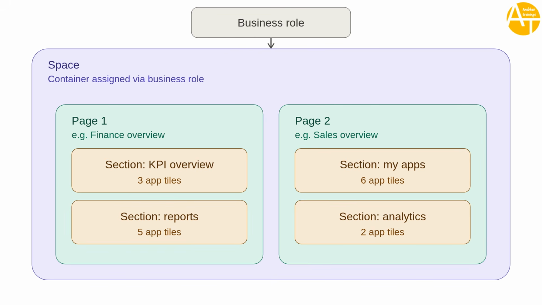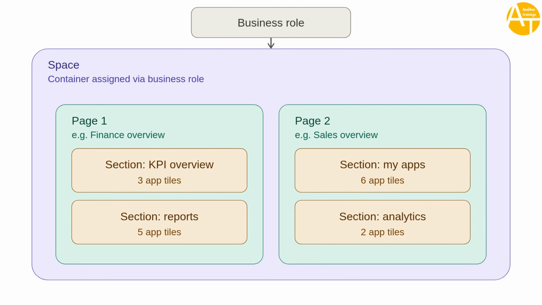That's the structural hierarchy at a glance. A business role assigns a space, each space holds one or more pages, and each page is broken into sections that contain the actual app tiles. A few things worth calling out about how this works in S/4HANA. Spaces are the top-level grouping. Think of them as role-based work areas, e.g., finance, sales.